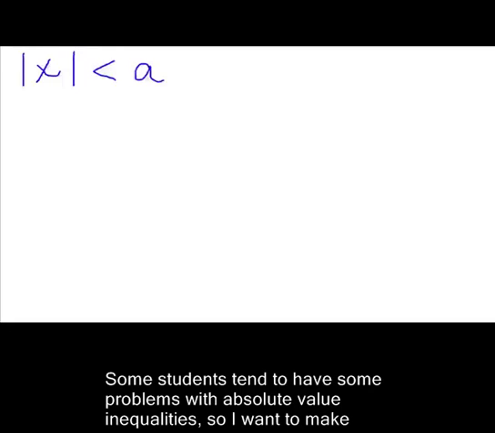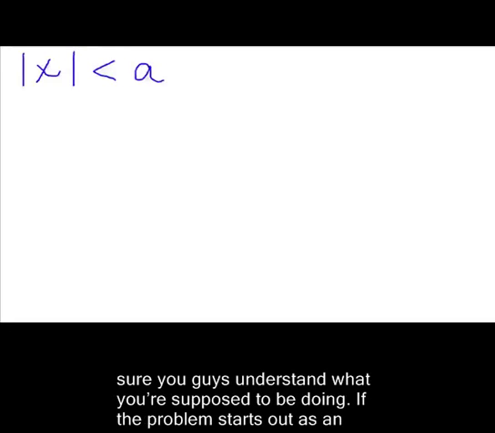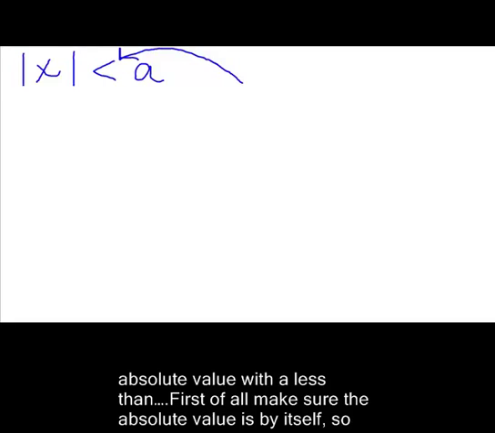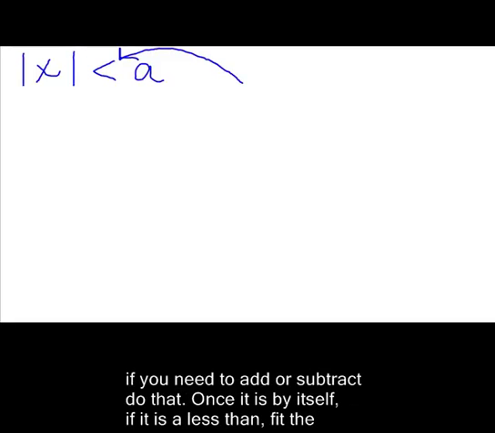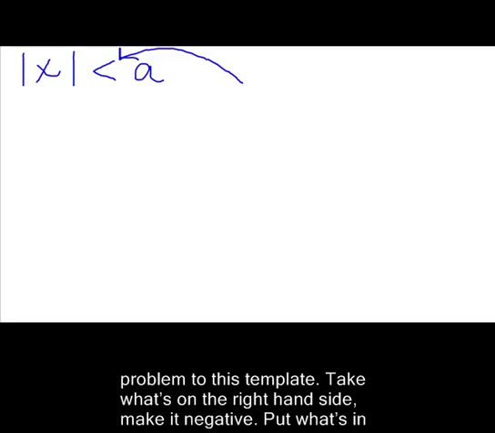Some students tend to have some problems with absolute value inequalities, so I want to make sure that you guys understand what you're supposed to be doing. If the problem starts out as an absolute value with a less than, first of all, make sure that the absolute value is by itself. So if you need to add or subtract to both sides to get it by itself, you need to do that first.